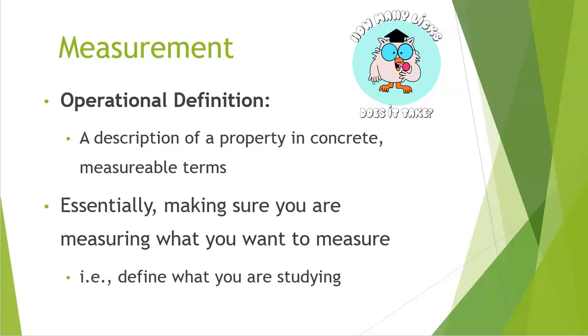So an example is, say you want to measure if someone prefers cake to pie. How are you going to measure that? Okay, so that's what an operational definition is going to do, it's going to tell you exactly how it's going to measure that.